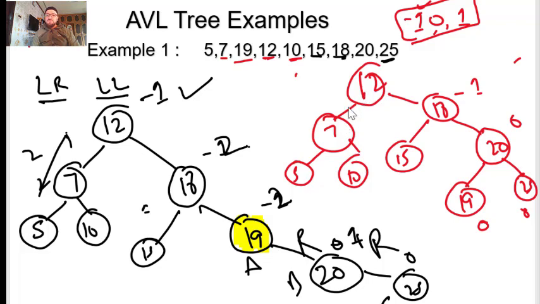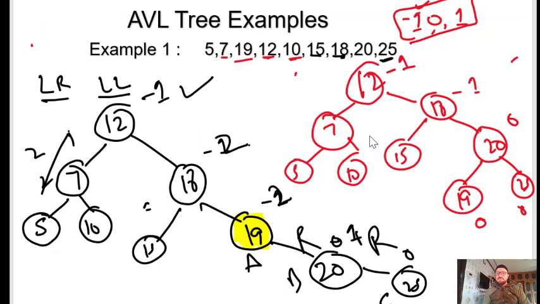So for 12, this is 2, and on this side is 3, that is negative 1, 2 minus 3. For 15 it is 0. For 7 the balance factor is 1 minus 1, 0. For this it is 0. For 10 it is 0. So it's perfectly balanced and we are done with it. This is our final tree, a height balanced AVL tree. Now let's go to the next example.